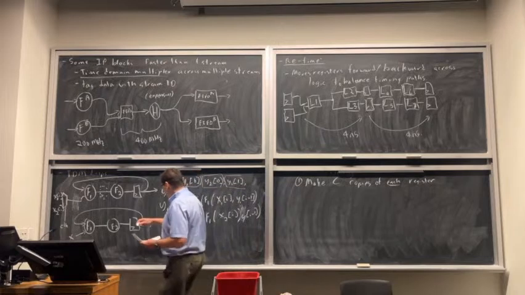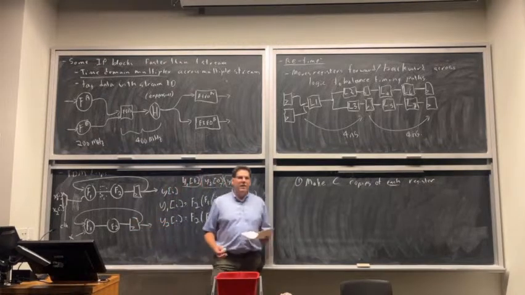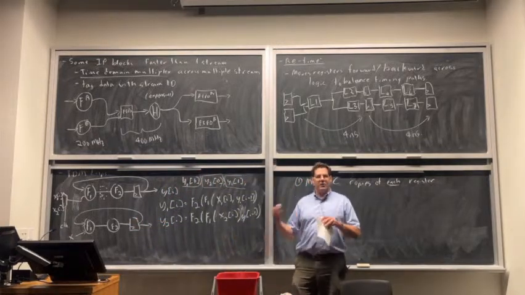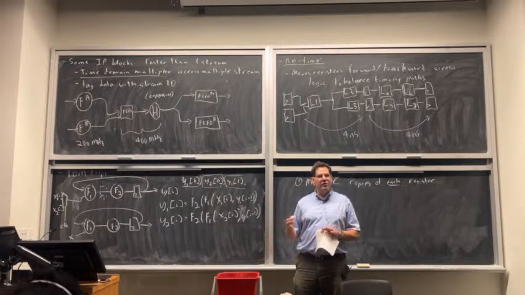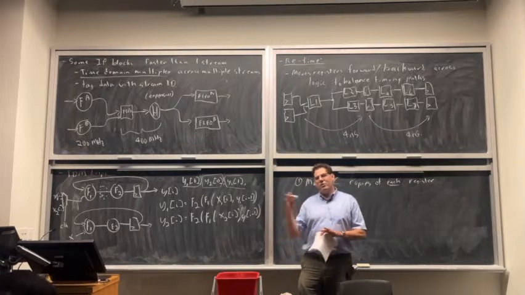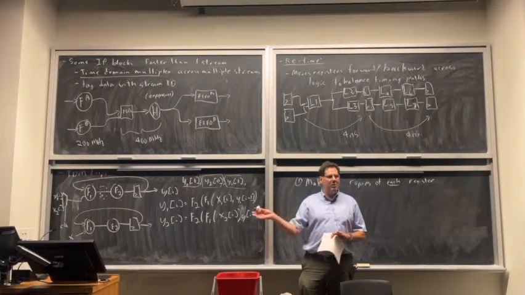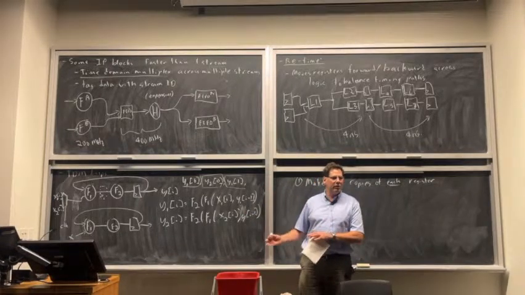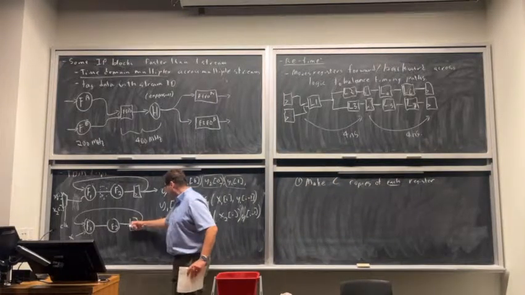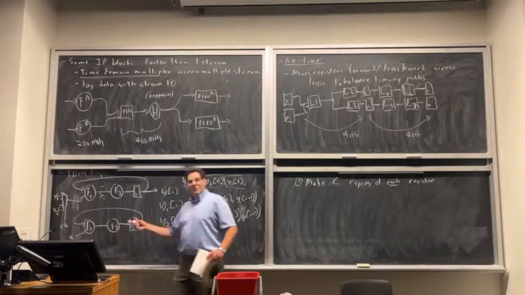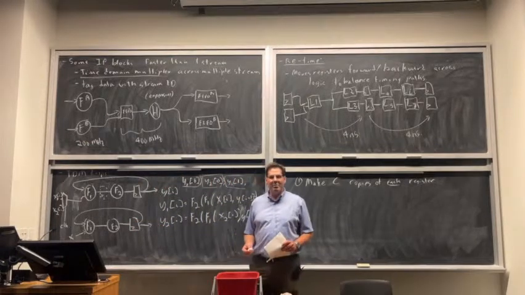C-slow retiming says make C copies. So you choose what C is. C is how many copies of each register you're going to make. So I'm going to choose C equals 2. Whatever I choose C to be, that's how many streams I'm trying to multiplex. So I'm trying to multiplex 2 streams. I'm going to say C equals 2. So I need to make 2 copies of this register. So what do you think? Should I put them in series or in parallel? What makes sense for this?